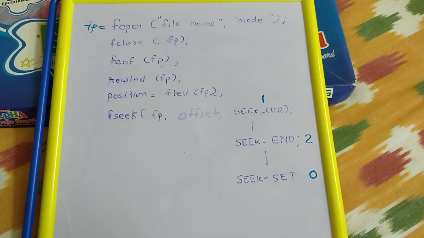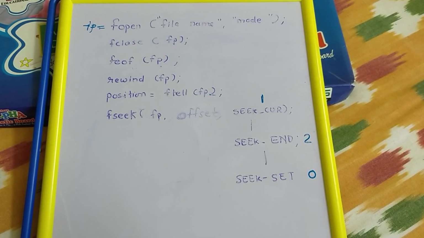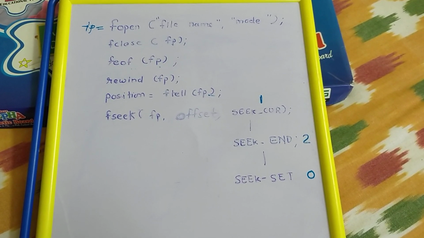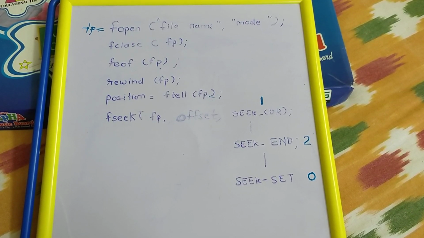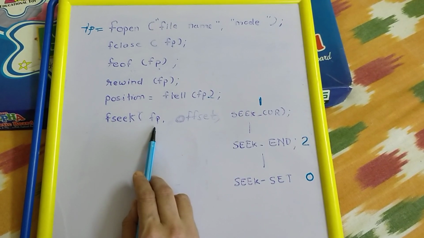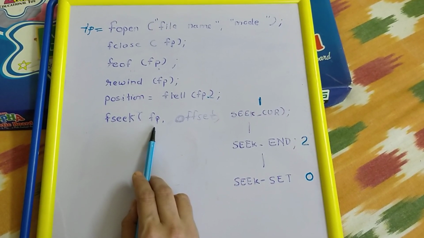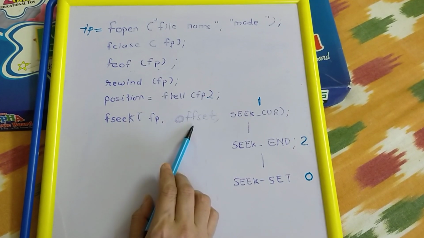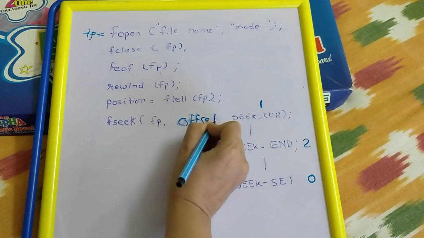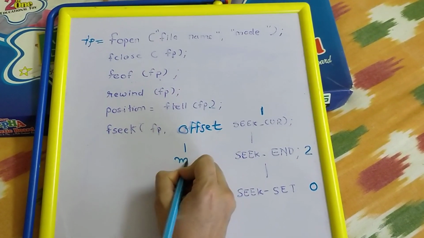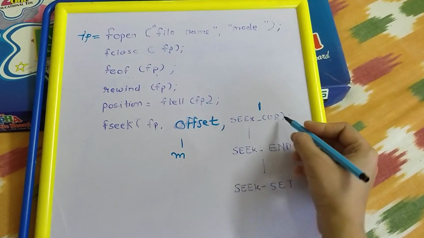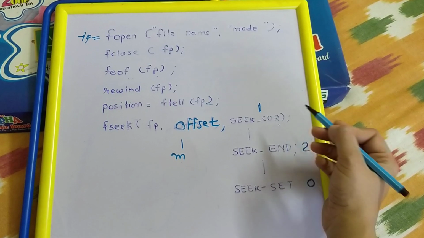Now there is a function called fseek, which will help you to jump to various locations in the file, or rather move your cursor to the desired location in the file which is pointed by fp. The first argument of fseek indicates the file which you are talking about. The second argument is the offset. Offset is the value, say for example m. So it will move m bytes from, that is the third argument, from where it has to move.